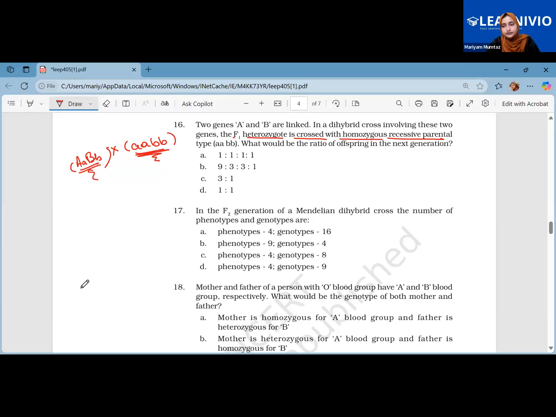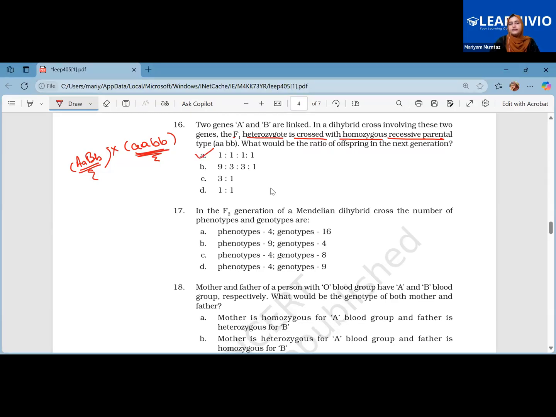Is it 1:1:1:1? Okay, what are the possible offspring that you got? Capital A, small a, capital B, small b. Capital A, small a, small b, small b. Meaning each of their own types, right? One of each of the types of genotypes. Yes, the answer is correct. Is it clear, Aisha?